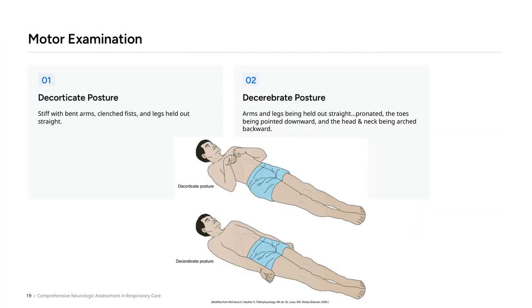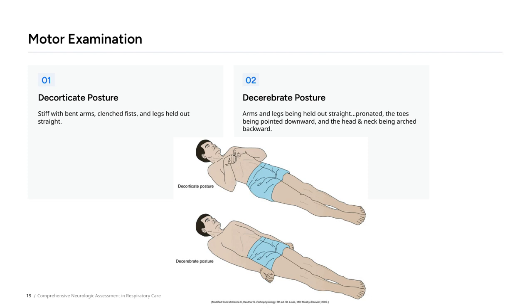Now, let's look at the motor examination, which is a crucial part of the comprehensive neurologic assessment in respiratory care. Here, we observe the patient's arms and legs being held out straight, with the forearms pronated, toes pointed downward, and the head and neck arched backward. This position helps us assess the body's response to certain stimuli.